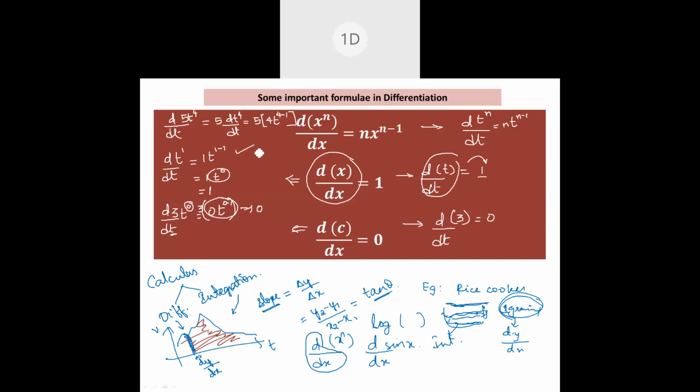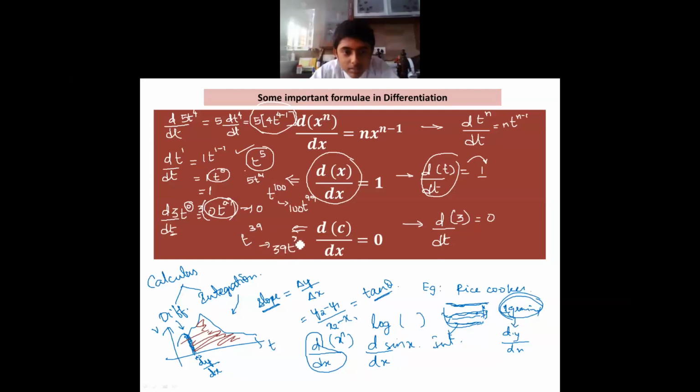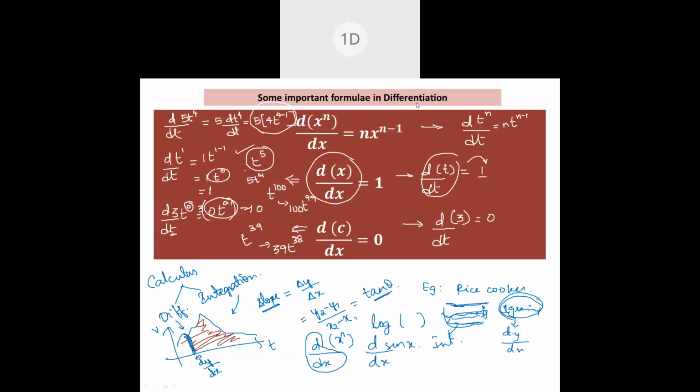Is it clear? Guys, I don't want you to fall into the trap of writing out the formula each time. The moment you see t power 5, you should be able to say the answer is 5t power 4: the 5 comes here, n minus 1 comes here. Let's say t power 100, the answer is 100 t power 99. The moment you see t power 39, please tell me fast. Ma'am, can you explain once? Sure: 39 t power 38. I'll explain once again. Whoever understood, quickly take a screenshot of this. I will erase and explain once more.